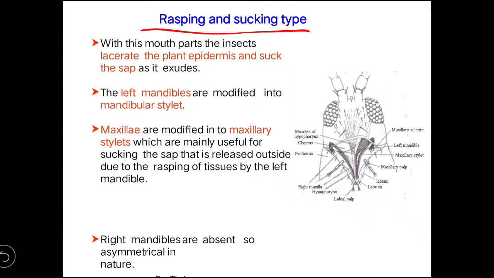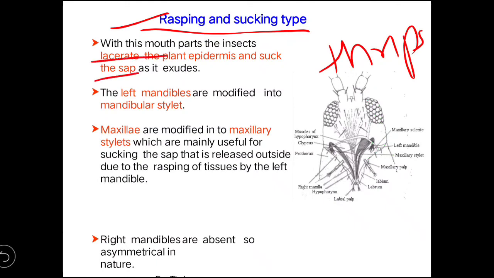Then we will see the rasping and sucking type of mouth parts. This type of mouth part is found in thrips, because in thrips the right mandible is absent. With this mouth part, the insect lacerates the plant epidermis and sucks the sap. The left mandible is modified into the mandibular stylet. The maxilla are modified to form the maxillary stylet. They use this stylet mainly for sucking the sap. The right mandible is absent.